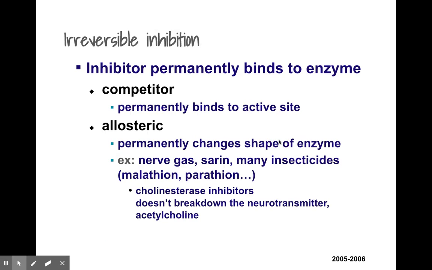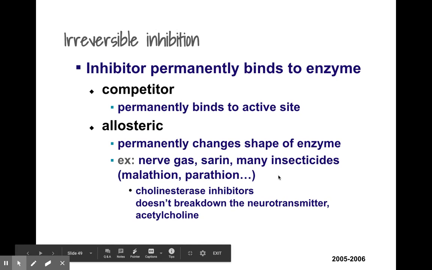All right, in irreversible inhibition, this is when the inhibitor permanently binds to the enzyme. So if it's a competitor, it's going to permanently bind to the active site. And if it's an allosteric inhibitor, it's permanently going to change the shape of the enzyme. So some examples are nerve gas, sarin, and many other insecticides. These can permanently change the shape of the enzyme. So cholinesterase inhibitors don't break down the neurotransmitter acetylcholine. So these are what we find in, like, snake venoms.